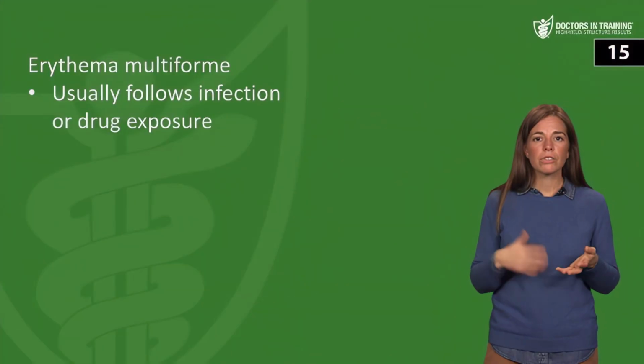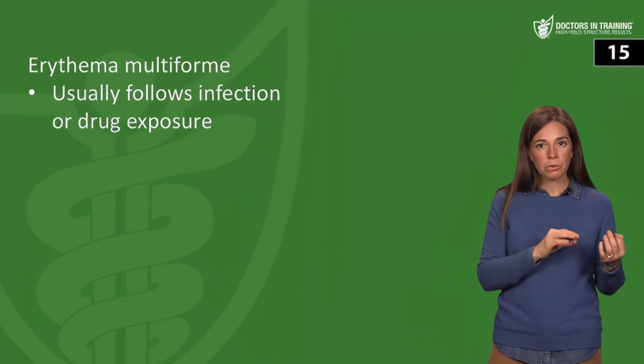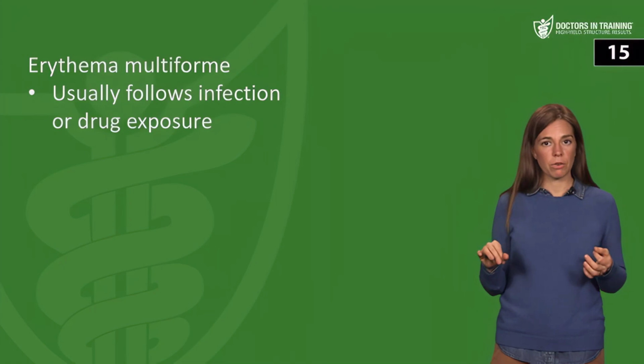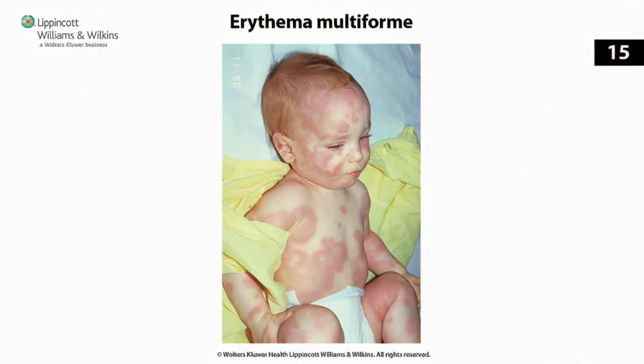It usually follows some infection or drug exposure, and it can vary from a very mild rash to a severe life-threatening form that's like Stevens-Johnson syndrome. And patients can present with the distinctive target-shaped lesions, but also with macules, papules, and vesicles. The rash is often pruritic, and again, this is commonly due to HSV infection or a drug reaction.